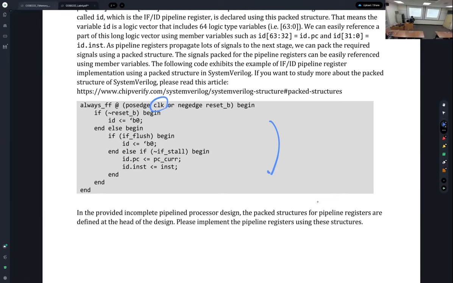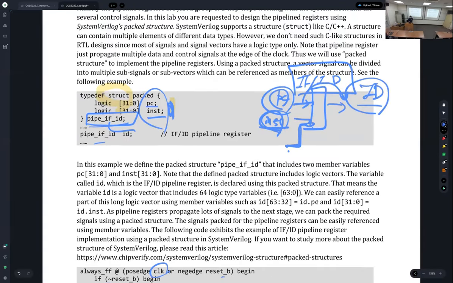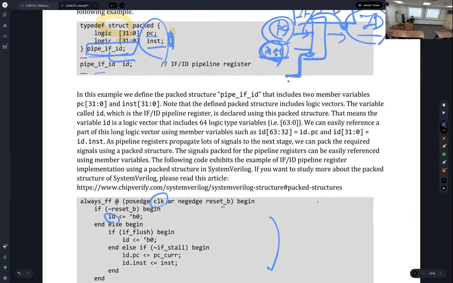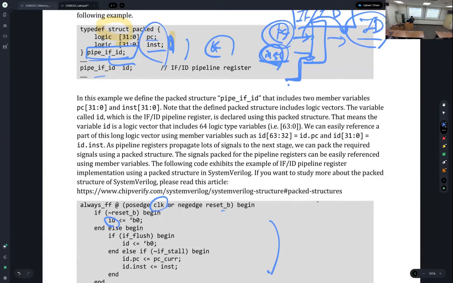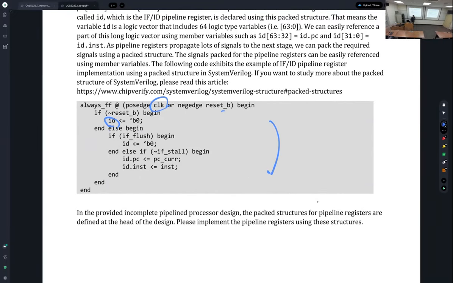If the reset signal is zero, which means that the reset signal is activated because this is active low, the output of the instruction fetch and ID pipeline register becomes all zeros, okay? As you can see, this pipeline register includes two member variables, and the width of each variable is 32, which means that it has 32 bits. The total number of bits in the instruction fetch and ID pipeline register is 64, right? So if the reset is zero, all signals of the pipeline register become zero, all 64 bits.